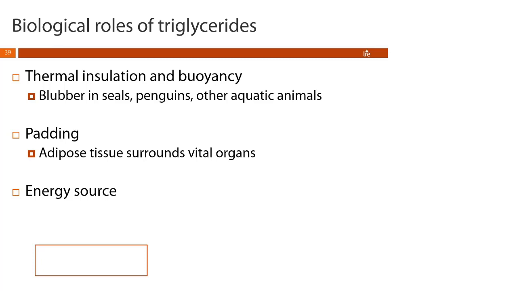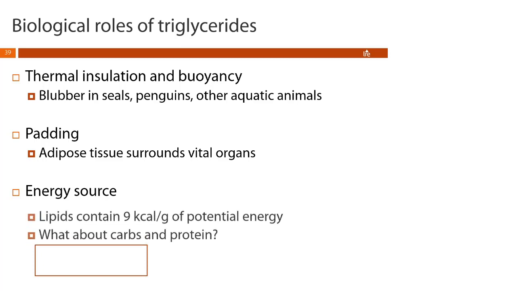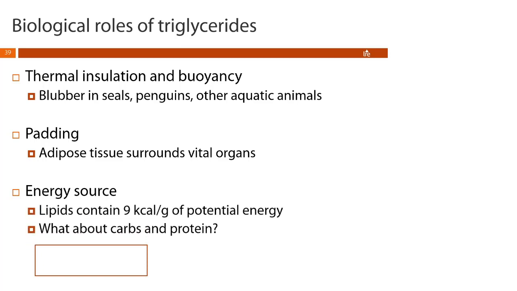And last, and probably the most delicious role of triglycerides, is energy source. Dietary lipids, which are predominantly made up of triglycerides, contain 9 kilocalories per gram of potential energy. So what about carbohydrates and protein? So dietary carbs and dietary protein, how much potential energy do they contribute when we consume them? Both carbs and protein are going to contribute 4 kilocalories per gram.